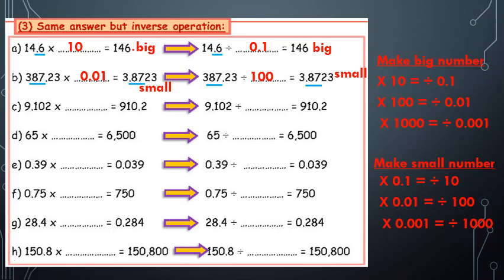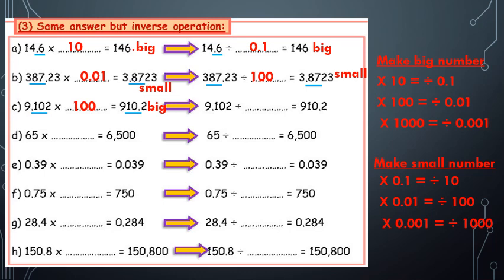C. 9 and 102 thousandths by what equals 910 and 2/10. Look at the product and look at the factor. Which is bigger? Look at the whole part, 910. Yes, the product 910 is bigger than the factor. So, what makes the factor bigger? By 10, by 100, by 1000. How many spaces does the point jump? 2 places. So, multiply by 100.